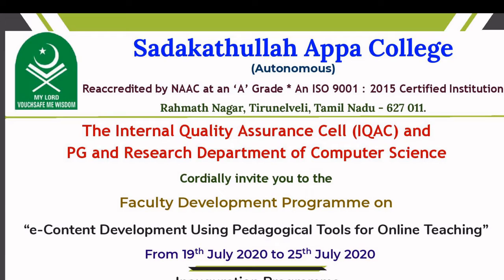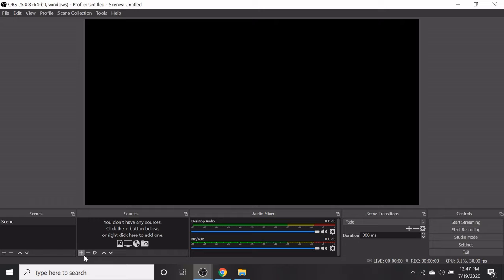In this session, we are going to discuss the features of sources, audio mixture, scenes, scene transition, and controls. Let us discuss the source option first. At the bottom of the interface, you will have the source option. To the left of the option, you have 5 buttons: plus, minus, properties, upward arrow, and downward arrow. Let us start with the plus option.